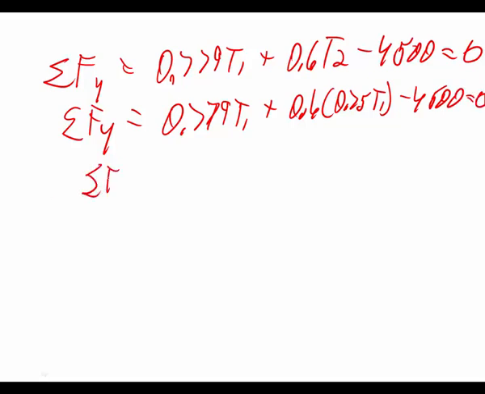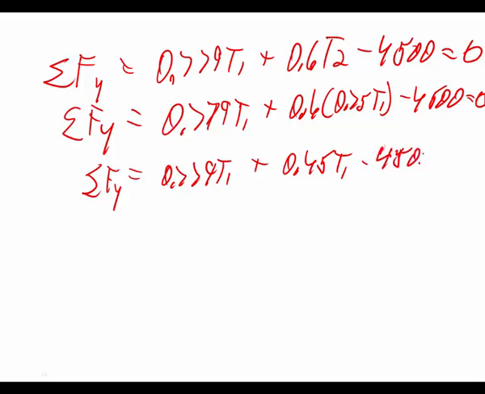Okay, it's kind of drawn out. And we get 0.779 T1 plus, what is 0.6 times 0.75? 0.45, thanks. Minus 4,500. Of course, that's newtons. All right, now we add up like terms.